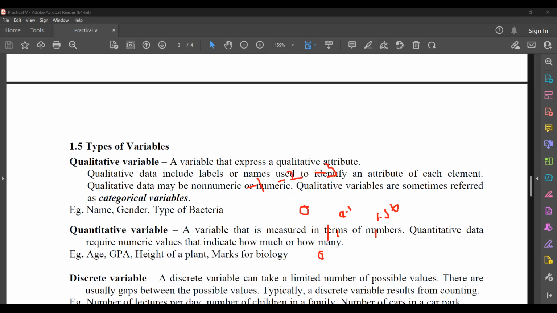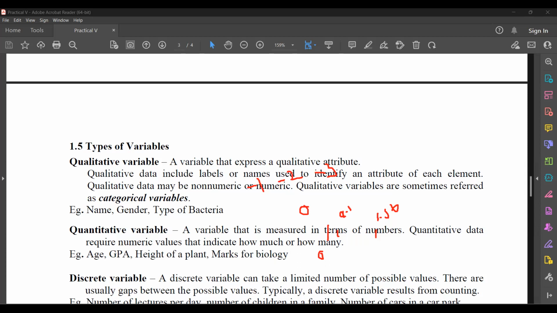Is it possible to have 1.56 children in a family? No, it is not possible, right? So that is why in discrete variables there are always gaps between consecutive points, and we can easily identify them. Between 0 and 1, or between 1 and 2, 2 and 3, 3 and 4, there are no possible values for the variable number of children in a family. So these are called discrete variables.